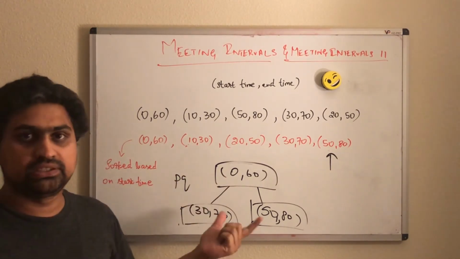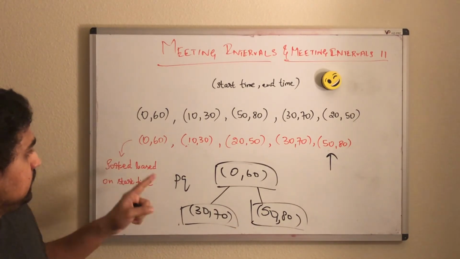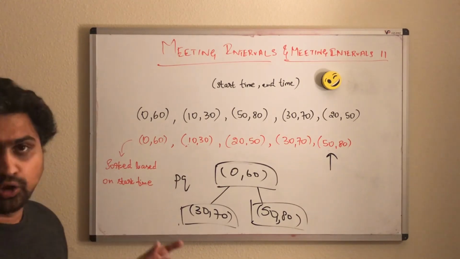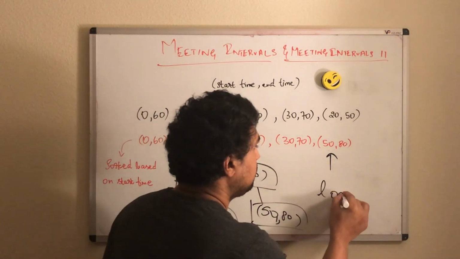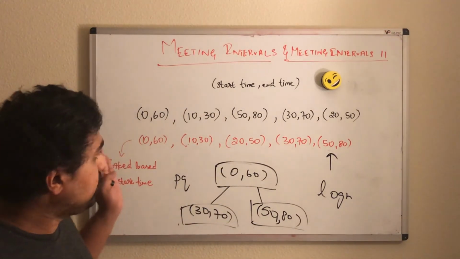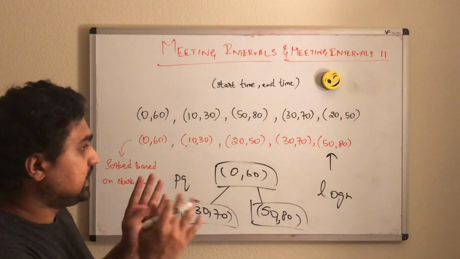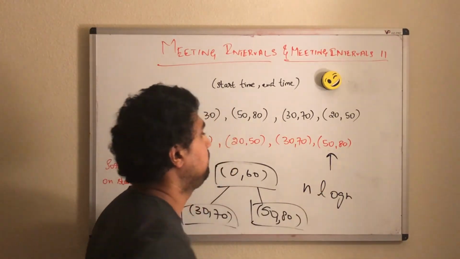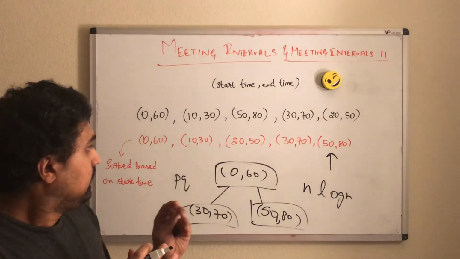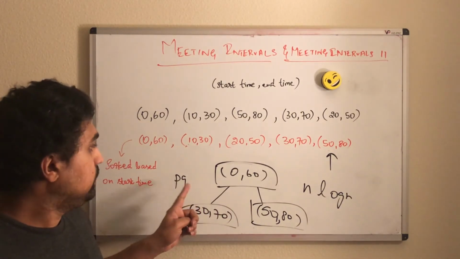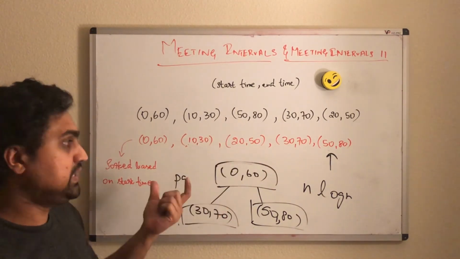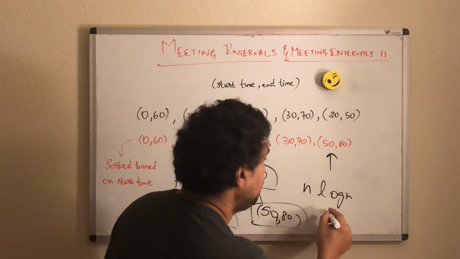So what is the time complexity for this? The insertion for the priority queue is log n. Each insertion is log n time. And we are iterating through n elements here. So the time complexity here would be n log n. And space complexity is again, the priority queue can contain all of the meetings in the given list. So the space complexity would be big O of n.